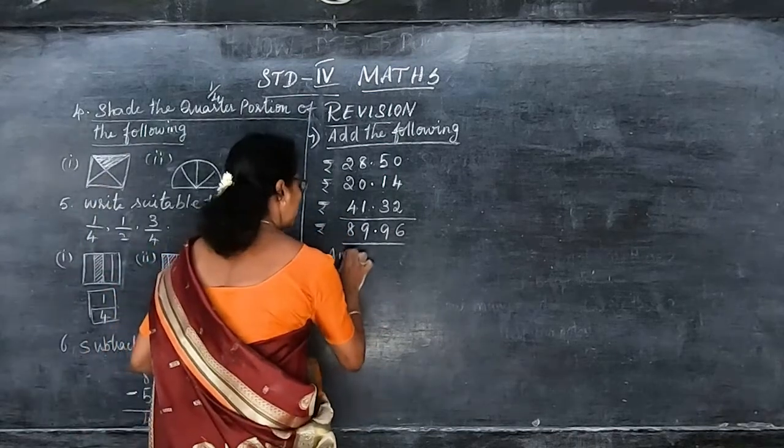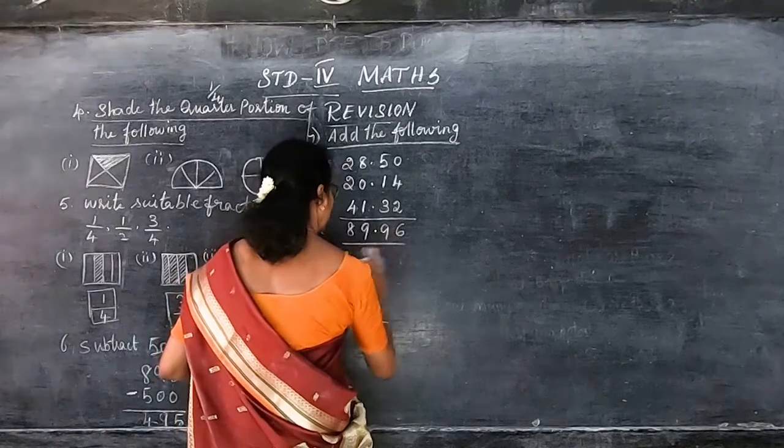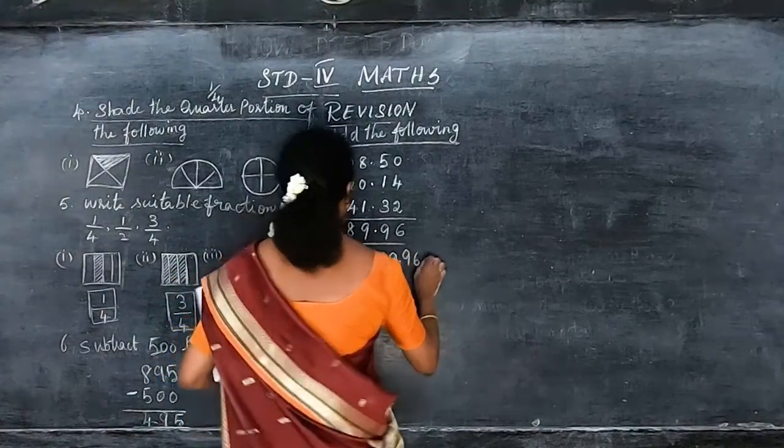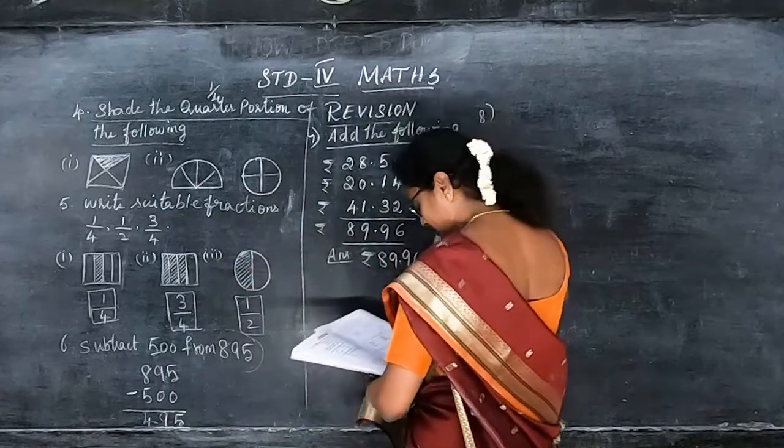So take out and write the answer. Sorry, after writing, put the rupees symbol. 89 rupees 96 paise. Then read the sum.